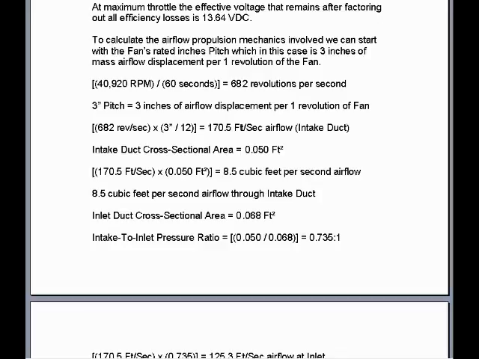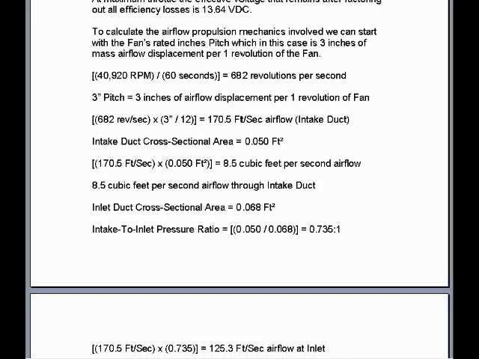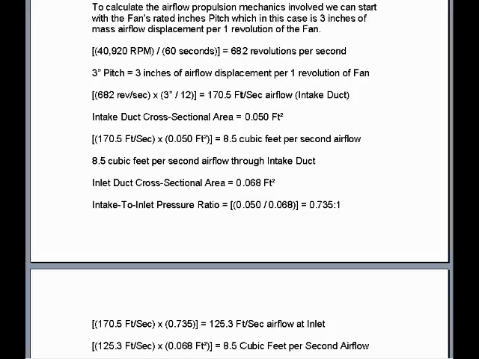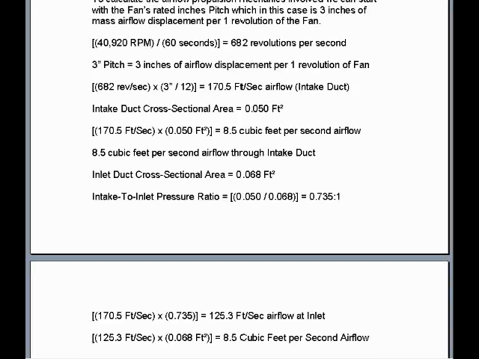Then we take that airflow velocity through the intake duct and multiply it times the intake duct cross-sectional area. In this case, 170.5 feet per second times 0.05 square feet intake cross-sectional area will equal 8.5 cubic feet per second airflow flowing through the intake duct. 8.5 cubic feet per second will flow through the intake duct when the RPM is at 40,920 RPM on the fan.